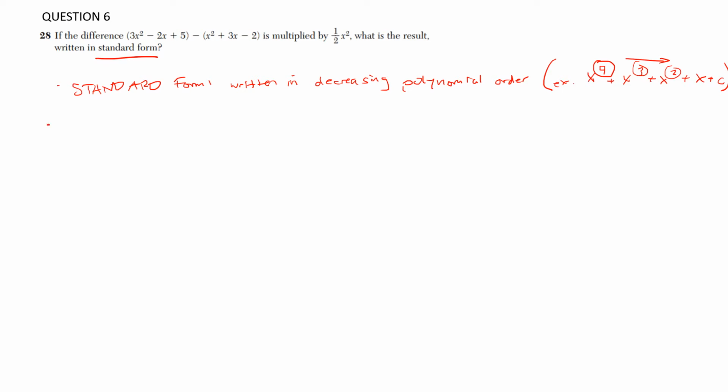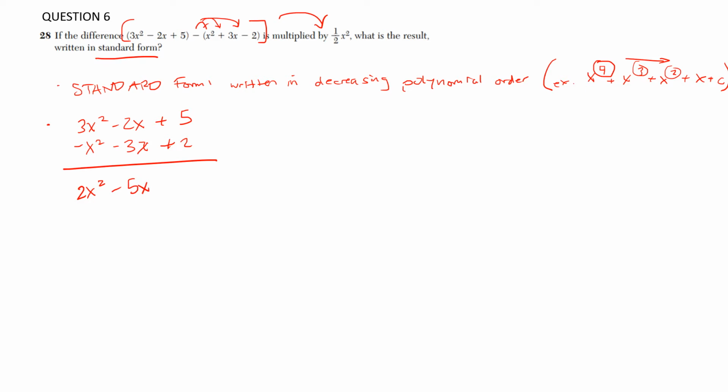So with that in mind, let's take the difference first. We'll worry about multiplying by the 1/2 x squared after. So we have 3x squared minus 2x plus 5. Let's distribute all of these in. So we have minus x squared, we'll have minus 3x, but we'll have plus 2, because that's a negative times a negative. All we have to do is just line them up and combine like terms here. So we'll have 2x squared minus 5x plus 7. So that's our difference. That's good.